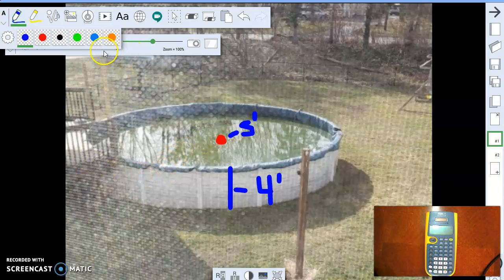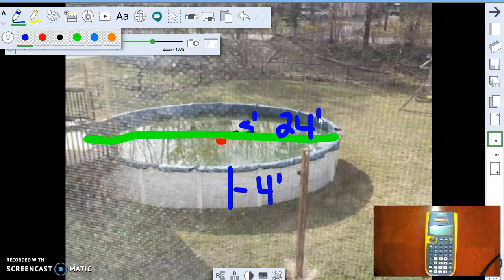There's a couple other things we need to find out. I'm going to draw this in green. We need to find out the diameter. So the diameter of this pool, if we go all the way across, is actually 24 feet. So we're going to put in 24 feet right here. So we have 24 feet.